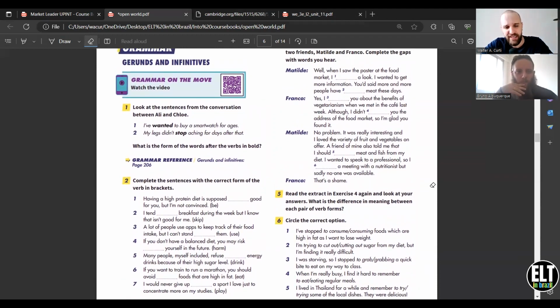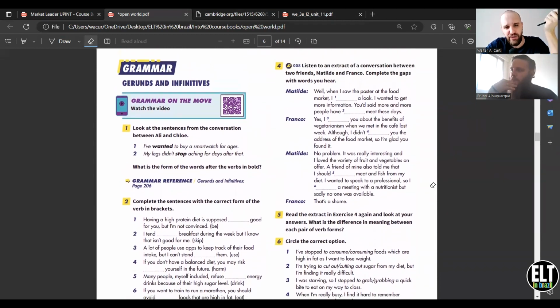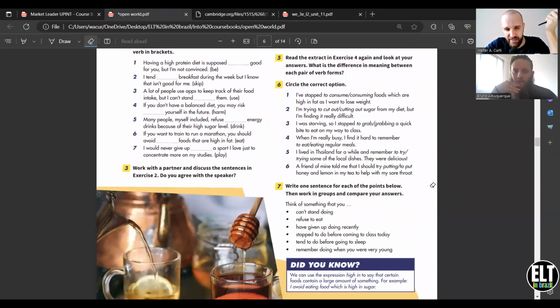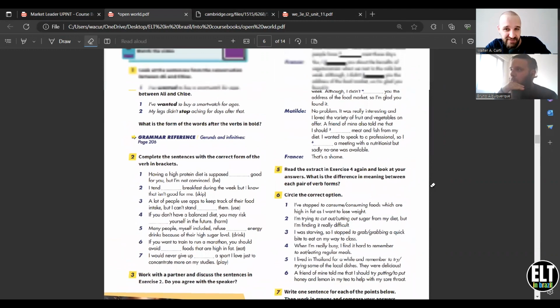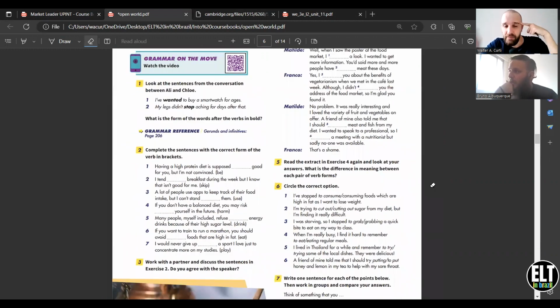First thing is, let's take a look at the layout. So you have 1, 2, 3, 4, 5, 6, 7 exercises plus that Did You Know and one picture, right? Bruno, what do you think about it? I think it's very clear. I think it's quite long.